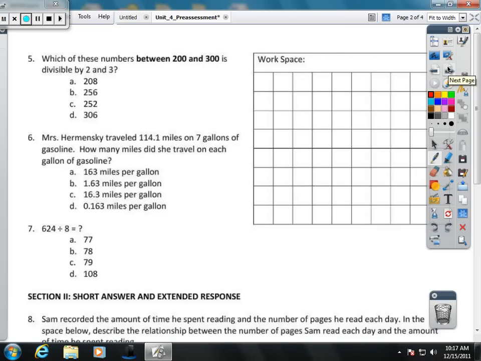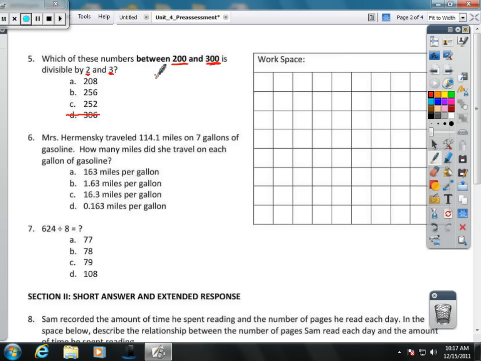Which of these numbers between 200 and 300 is divisible by 2 and 3? So I'm going to look at my choices. Are there any ones that I can eliminate right away? Yeah, I can get rid of letter D. We're eliminating that one because it doesn't fall between 200 and 300. So now my choices are a little bit easier.